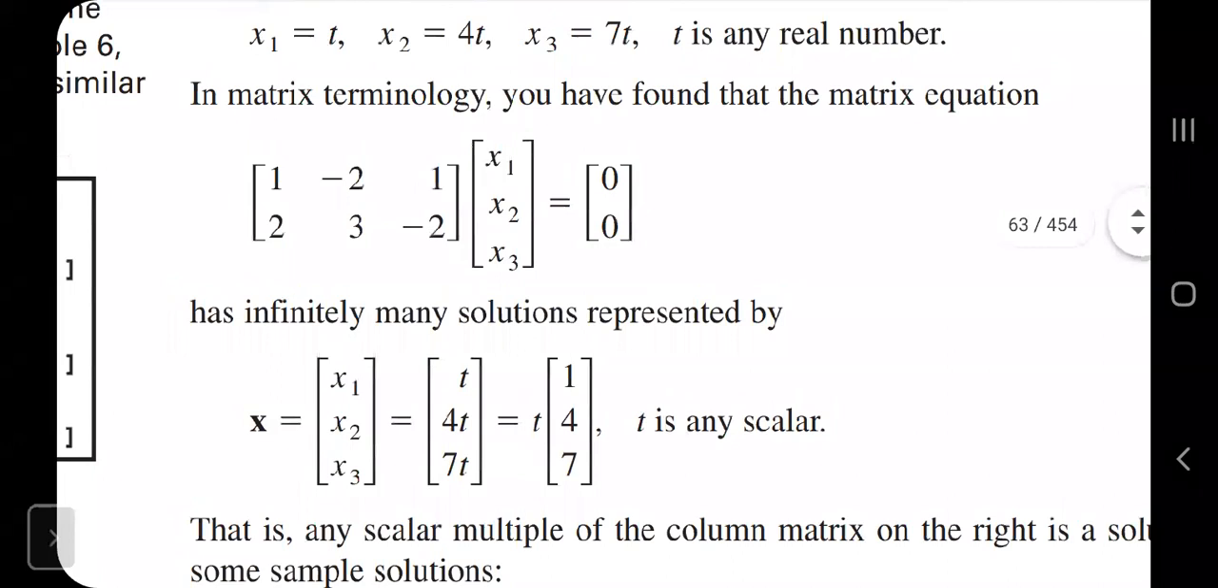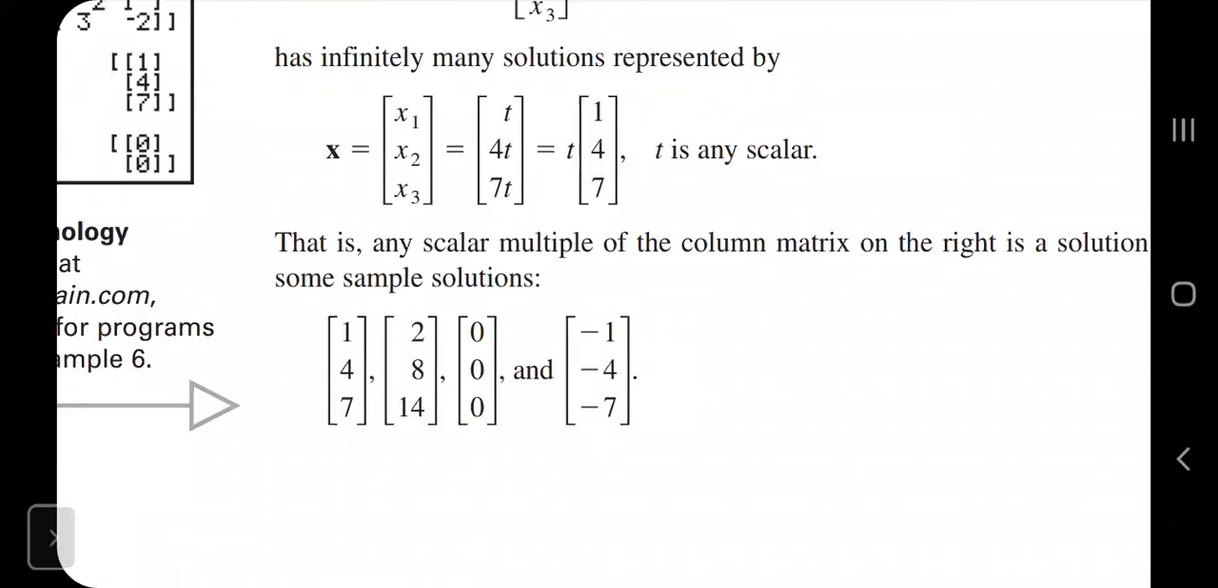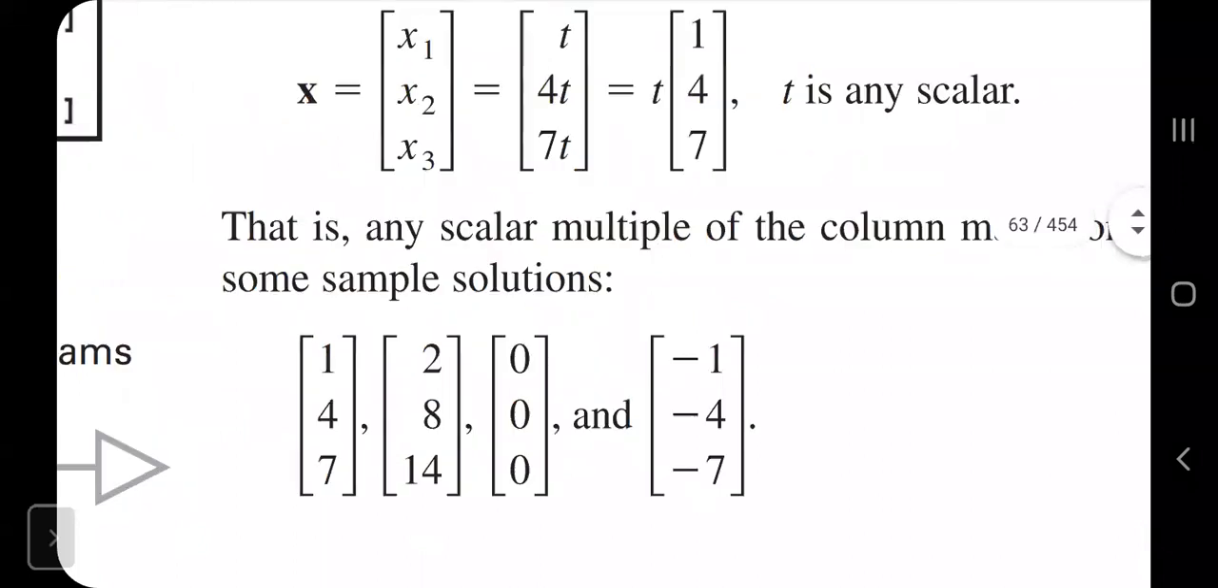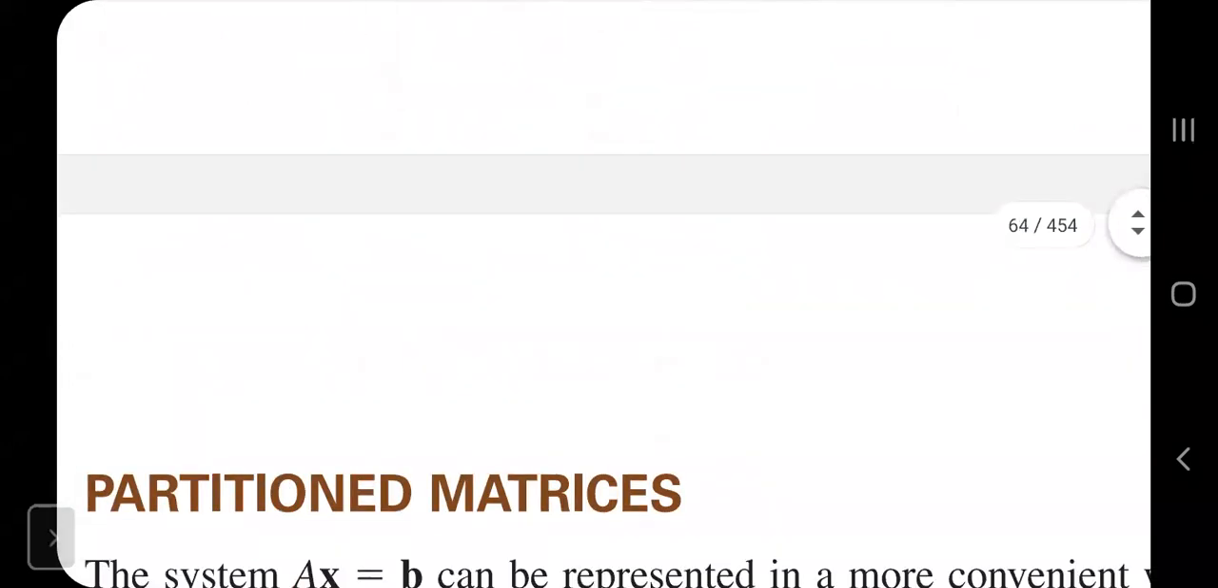And if you look at it on the bottom here, depending on what T is equal to, for example, if T equals 1, I get this first matrix (1, 4, 7). If T equals 2, I get 2, 8, 14. If T equals 0, I get 0, 0, 0. If T equals negative 1, and so on, I can put in infinitely many different values of T and keep getting new column matrices which are solutions to this equation. So this equation has infinite solutions, but that's not shocking because, as you know, there were 3 variables and 2 equations, so it's not shocking that there are more.